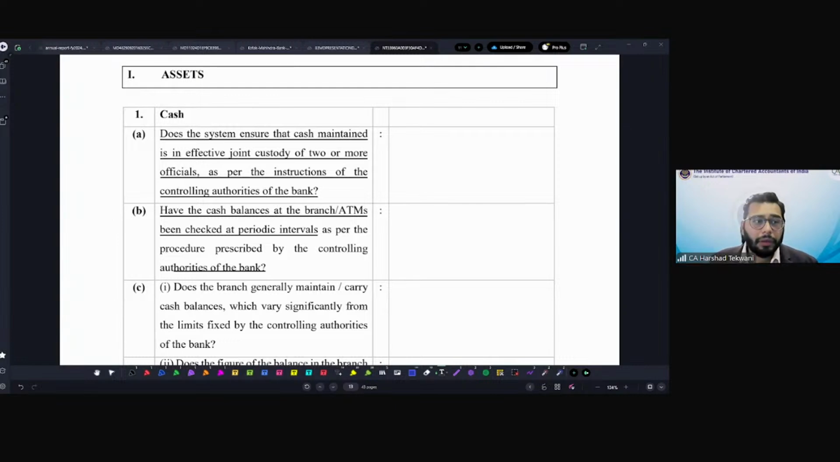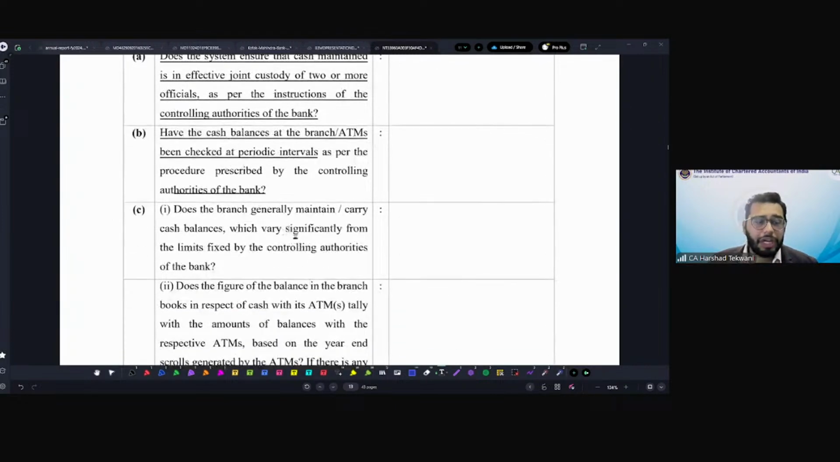Then, does the branch generally maintain or carry cash balances which vary significantly from the limit fixed by the controlling authorities? So each and every branch has been given a limit for the cash that they can maintain. Accordingly, if they have excess cash, they have to submit that cash to the head office or the zonal office. They have to deposit that cash over there. They cannot keep the cash in their branch.